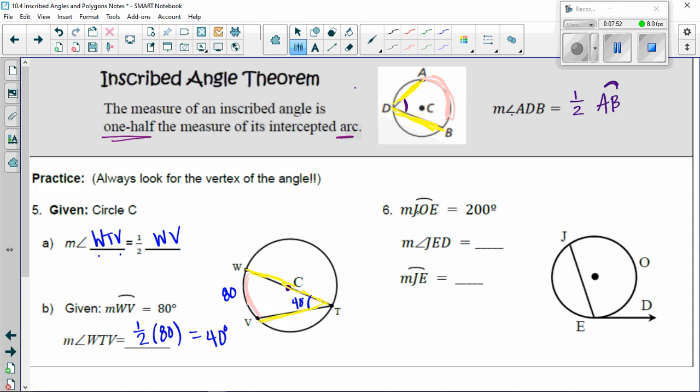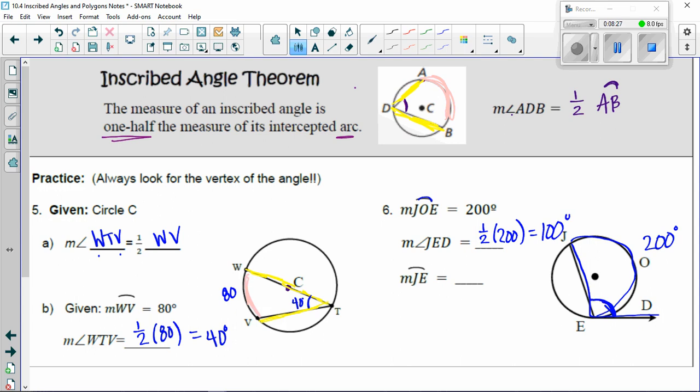Now this one says the measure of arc JOE is 200. It's 200 because it is a major arc, so J to O to E. This whole arc is 200. So the measure of angle JED, J to E out here to D, they're talking about this angle. Well, this angle is half of this arc, so it's half of 200, which makes it 100 degrees.